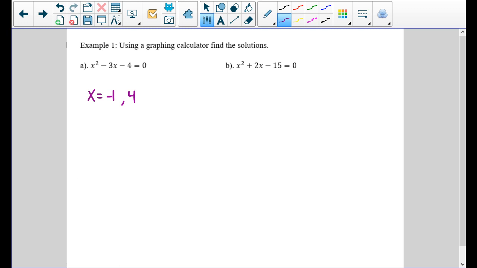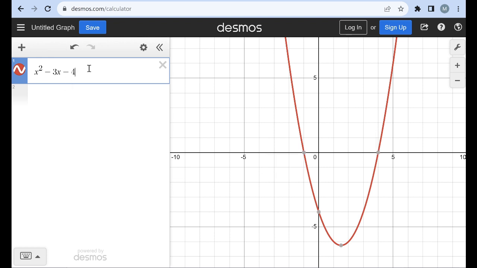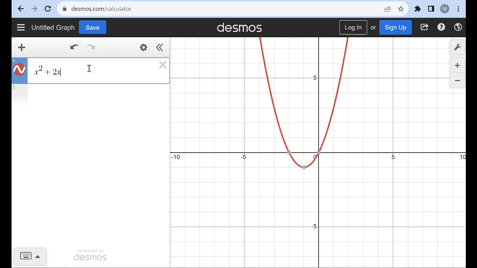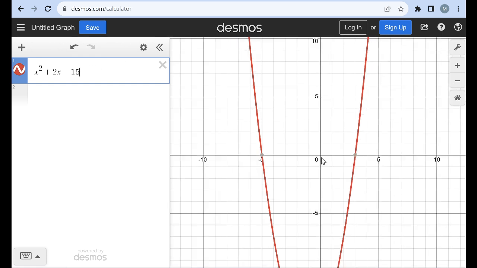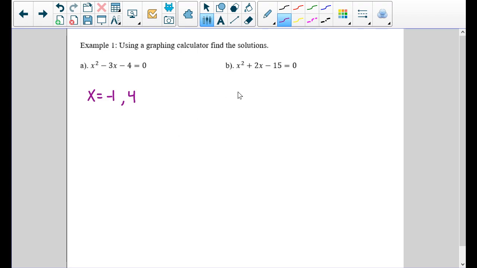Take a look at number 2. Plugging it in. x squared plus 2x minus 15. Again, there's my graph set up nice and neat for us. Okay, big parabola. Solution, x-intercept, -5 and 3. So answers for my x-intercepts here. So x equals -5 and 3. So those are my solutions, my roots, my zeros, my intercepts.